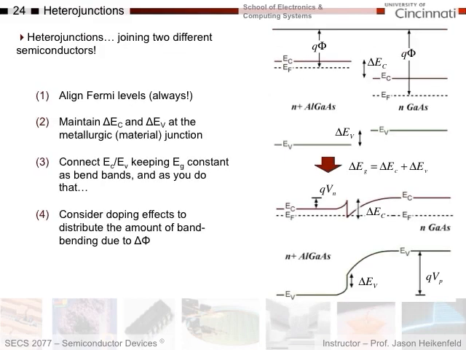So, I'm going to take these two materials, I'm going to join the semiconductors, and again I'll review how we do this. The Fermi levels have to always align. So I have these two materials, the Fermi levels have to align. So that means this side has to go down, this side has to go up. The other thing I know I have to do is I have to maintain the delta EC and the delta EV at the junction. So if it's this much higher than this, then I have to maintain that.